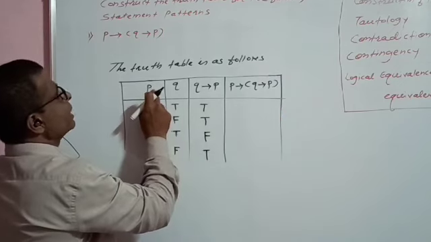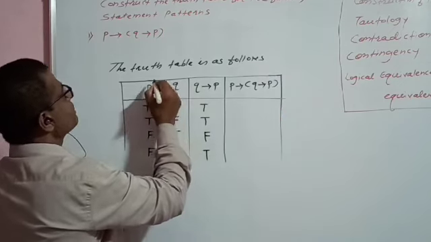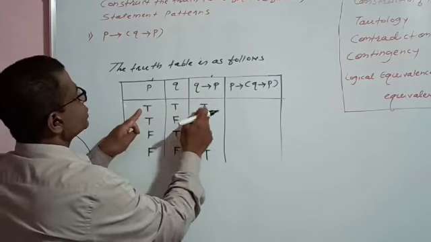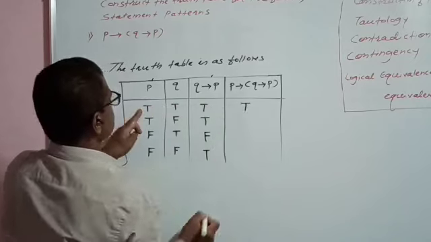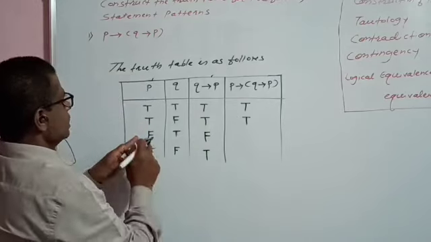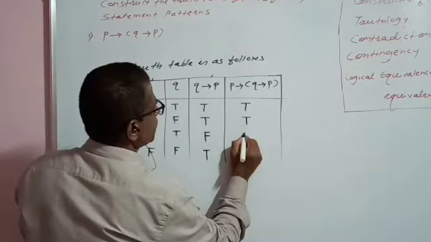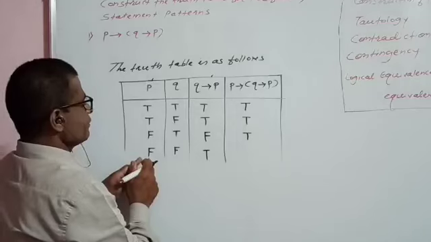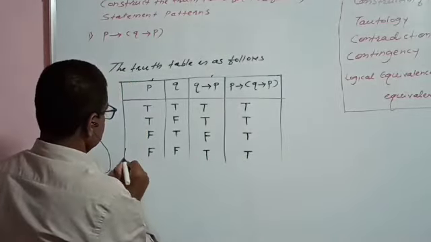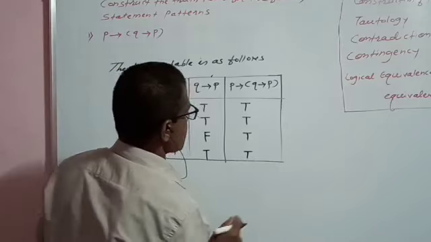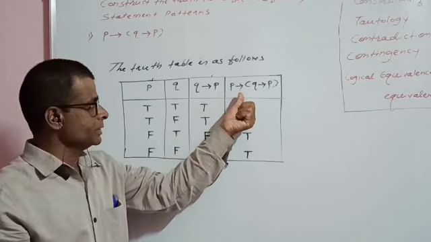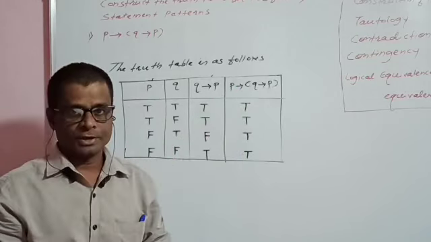Then come to P conditional Q conditional P. You have to apply P conditional to Q conditional P. So this and this. T conditional T is T. T conditional T is also T. F conditional F is T. And F conditional T is also T. So this is the truth table of the given statement pattern P conditional Q conditional P.